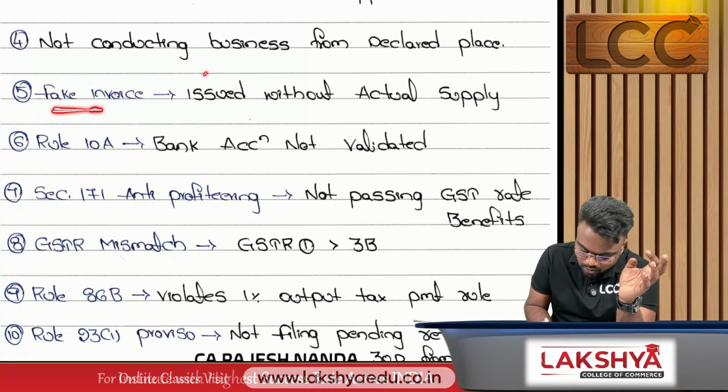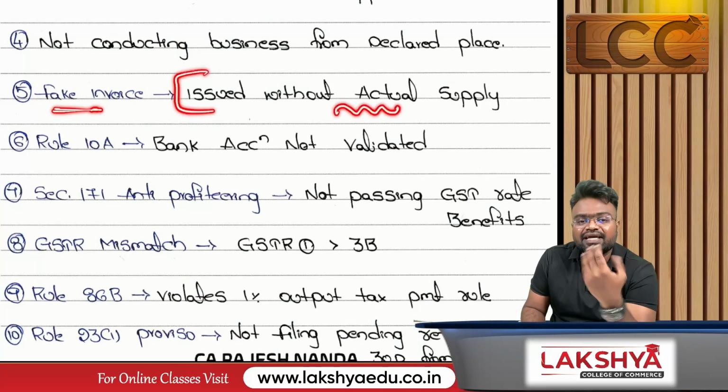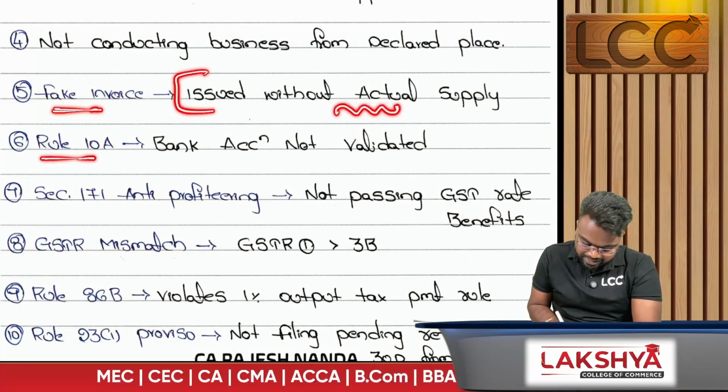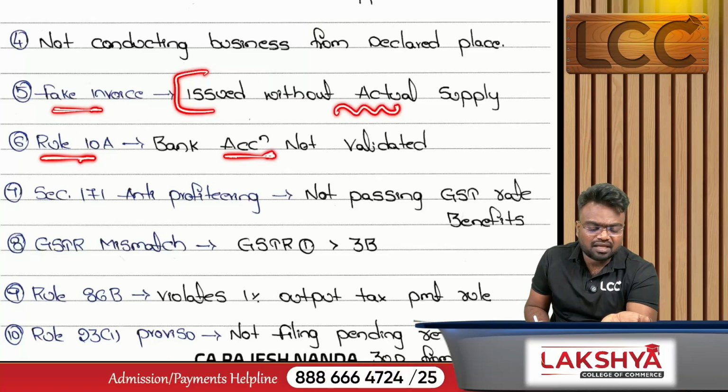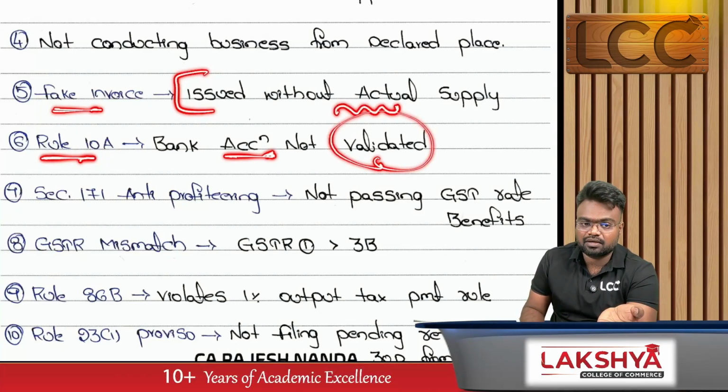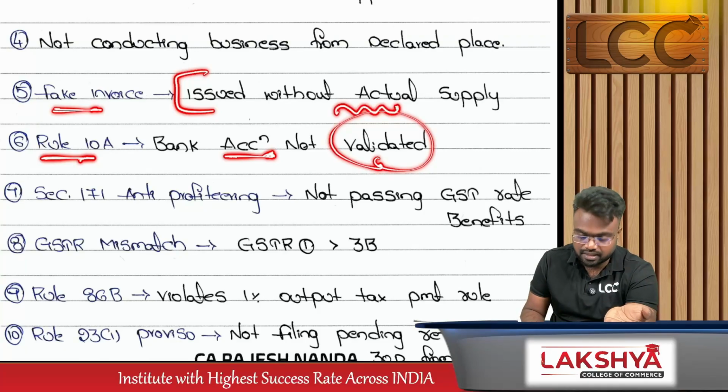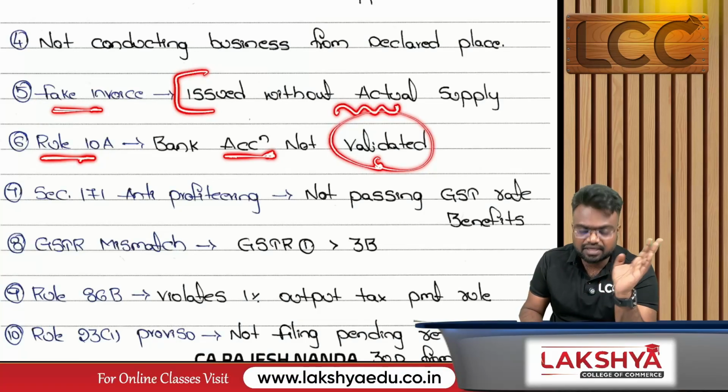Fake invoices: you issued an invoice without making any supply. Rule 10A. What is Rule 10A? Bank account is not validated. Within 1 month after registration, what do we need to do? We need to validate our bank account. If the bank account is not validated, then the proper officer can cancel your registration.